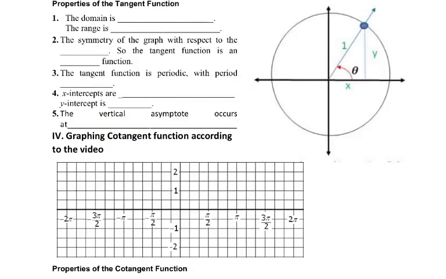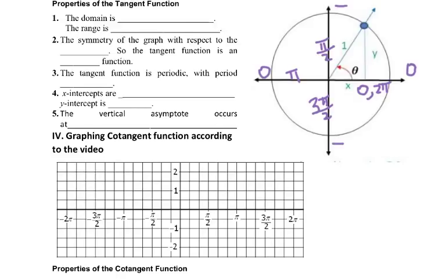Now let's graph the cotangent function. We still use the unit circle. Here's 0, pi over 2, then here's pi, 3 pi over 2, and then 2 pi. For the tangent, here's 0, here's undefined, then here's 0, then it's undefined.